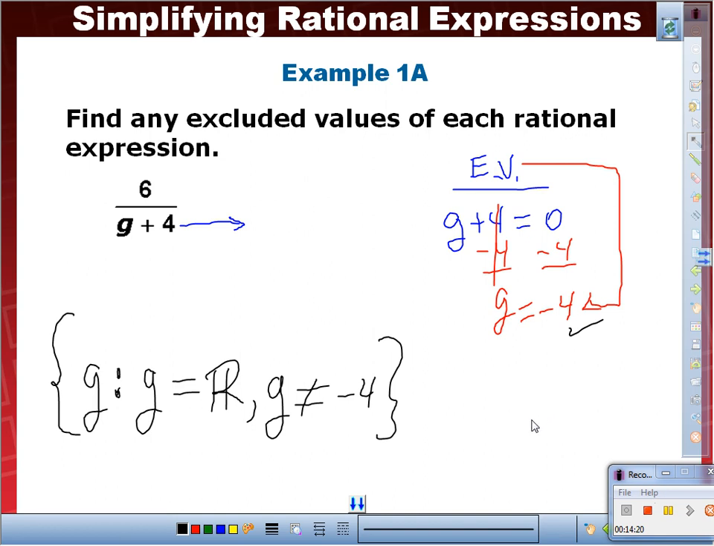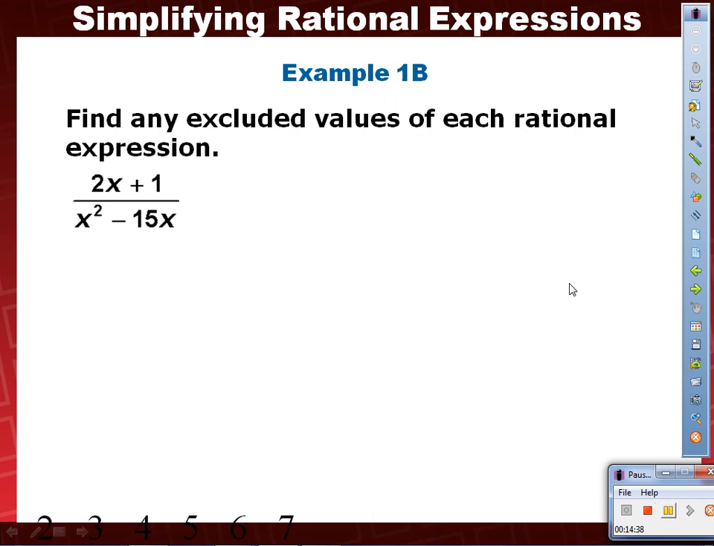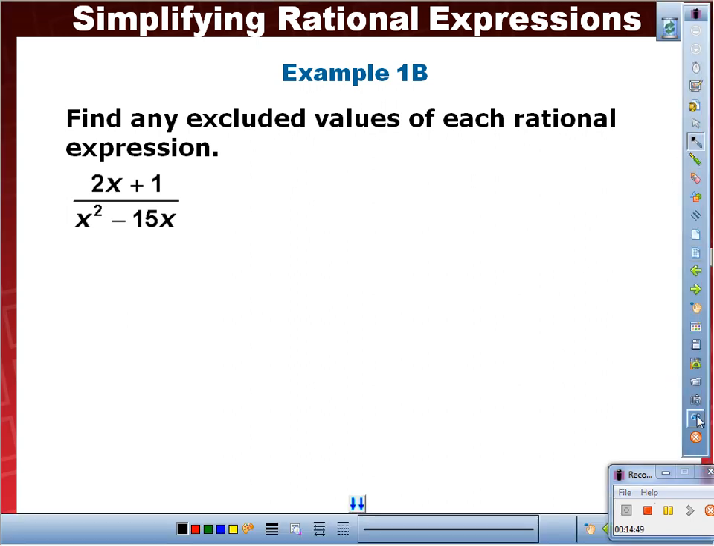We good? All right. Example, that was 1A. Let's go to 1B. All right. Example 1B. You don't have to copy the instructions anymore. You already have them. Just copy the expression: 2x plus 1 over x squared minus 15x. I'm going to zoom in.